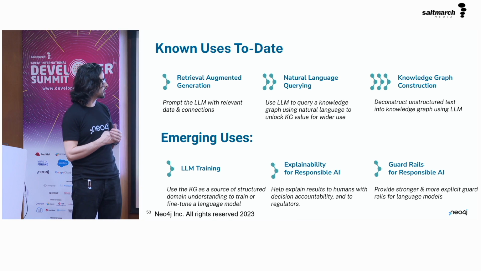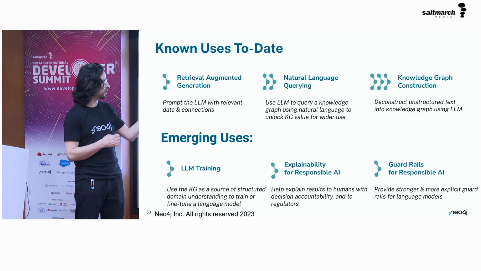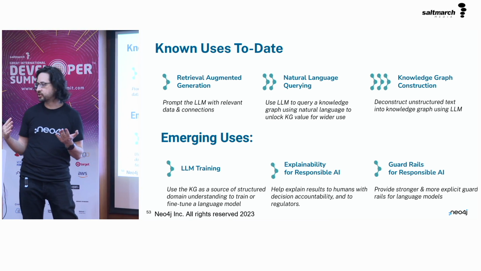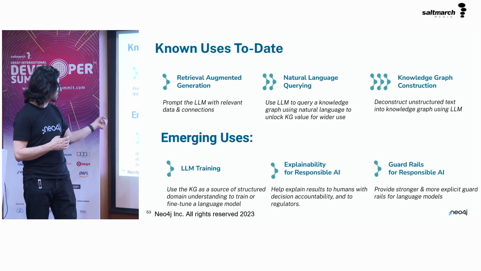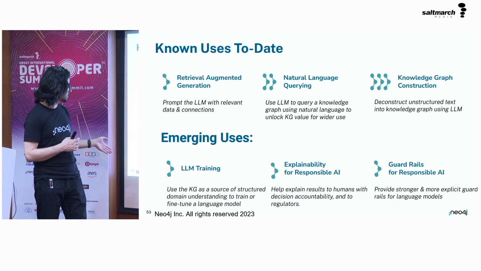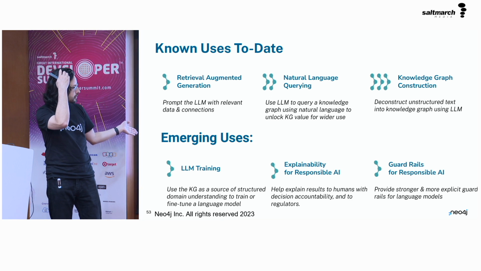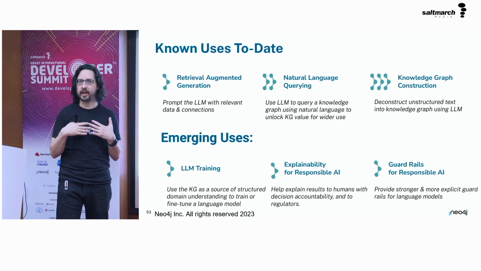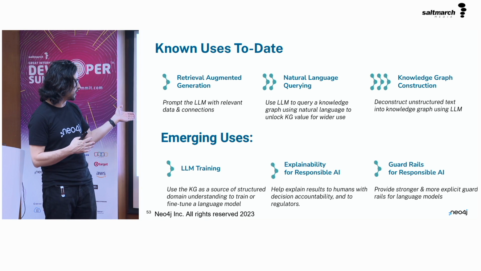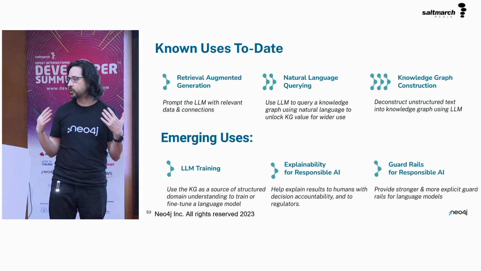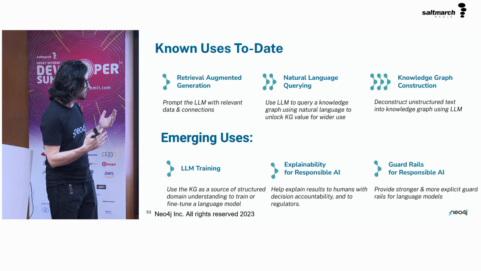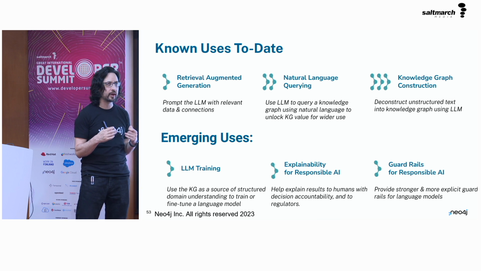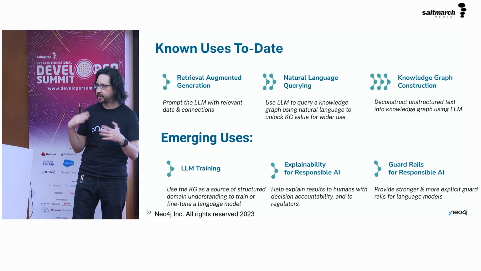Knowledge graph construction: deconstructing unstructured text into knowledge graphs using LLMs. You can actually build knowledge graphs using LLMs. LLM training is one of the emerging use cases, so using knowledge graphs to train LLMs. Explainable responsible AI: using knowledge graphs to explain LLMs and see whether they're accounting for regulatory issues and biases, and providing explicit guardrails for responsible AI when the LLM is responding based upon a knowledge system.